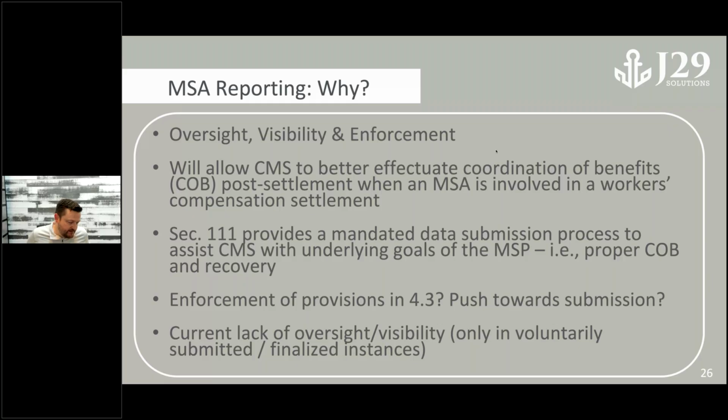Why are they doing this? Short answer is oversight, visibility, and enforcement. Medicare, prior to these Section 111 reporting procedures, had no real way of knowing when MSAs were incorporated unless they went through the voluntary submission process.